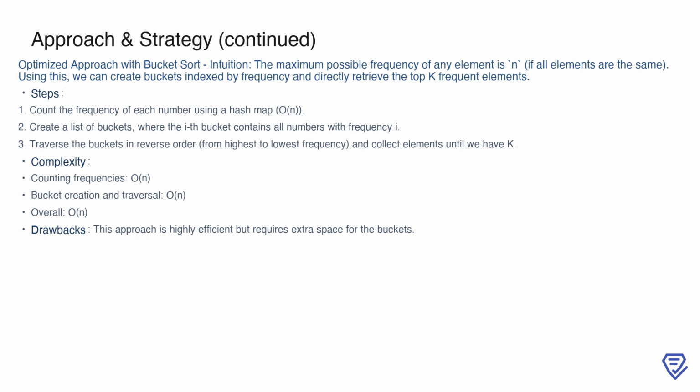Once the buckets are built, we traverse them in reverse order, starting from the highest frequency, and collect elements until we have gathered the top k. Since both the bucket creation and traversal are linear operations, this approach achieves an overall time complexity of O(n). It is highly efficient, but it does require additional space to store the buckets.